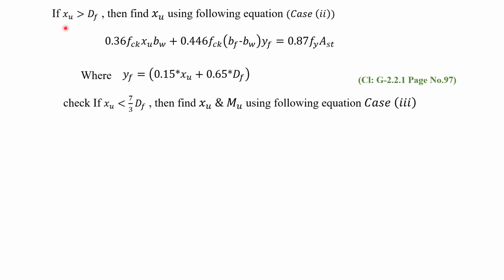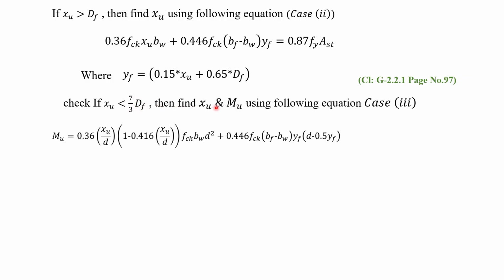Once we get the xu value here, we need to verify whether your xu is lying within 7/3 of Df or is greater than 7 divided by 3 Df. First, we need to check this. If xu is lying within 7/3 Df, then we need to find out the moment of resistance using this equation. This equation is given in G 2.2.1, page number 97.